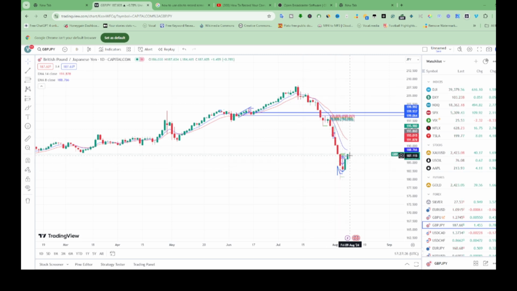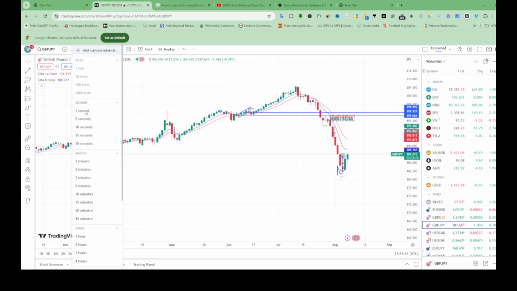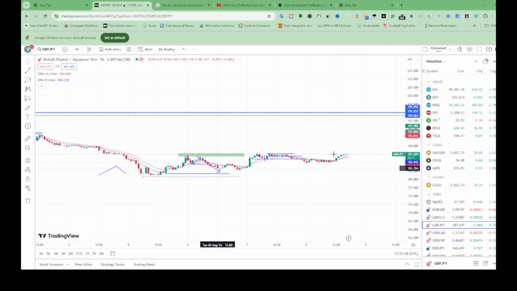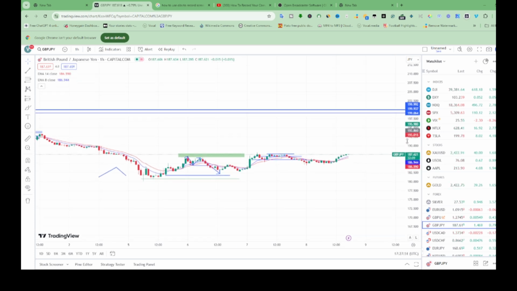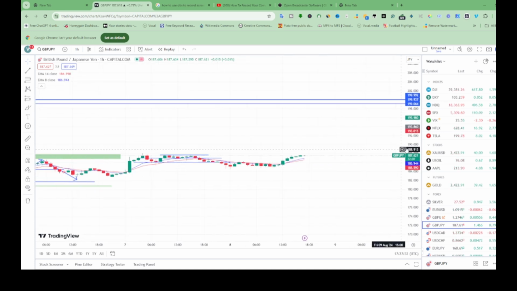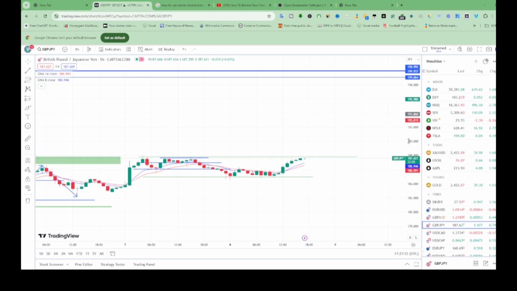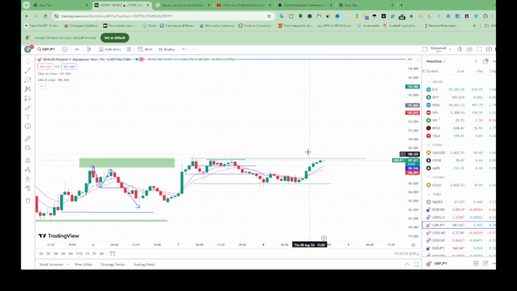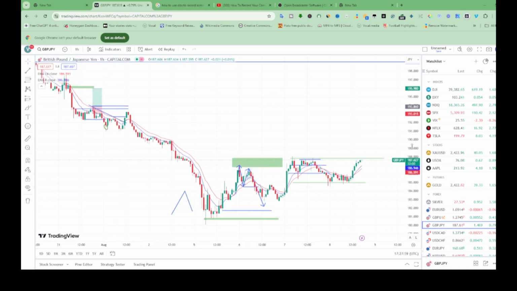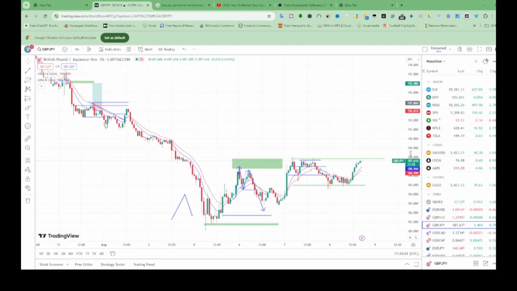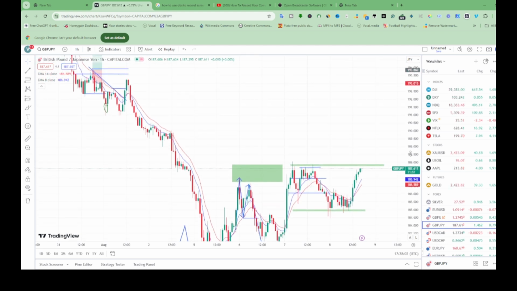Then after that, you move over to maybe the 1 hour time frame. This is where you now have a broader view of the market. You can see what price is doing at the moment.